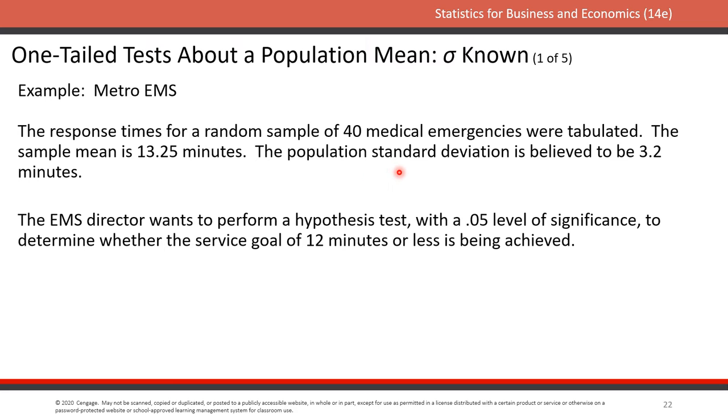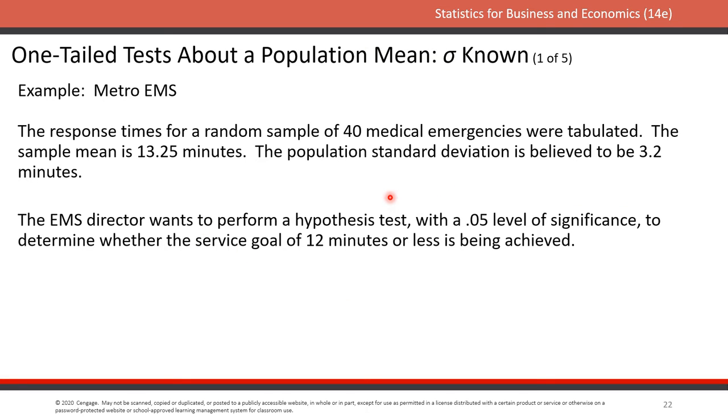Now, the population standard deviation, this is of individual response times. This is not of the sampling distribution. So this is important to know. This is going to be our regular sigma, and we can use that to calculate sigma sub x bar.